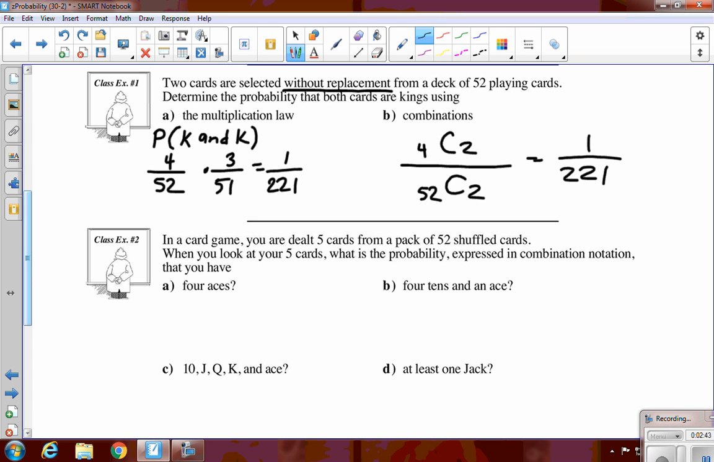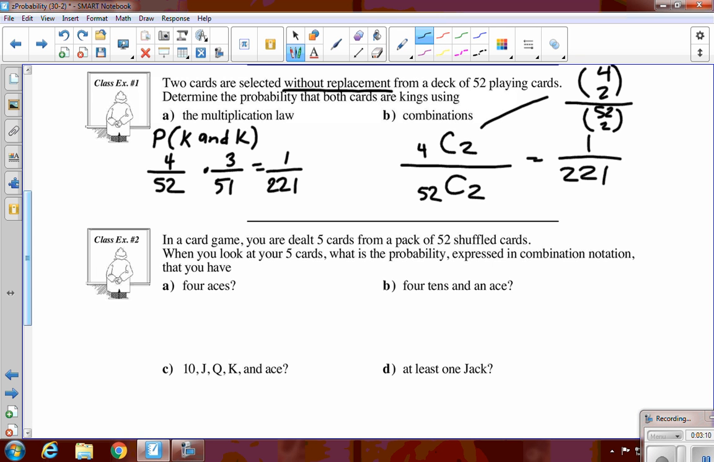Next guy. In a card game, you're dealt 5 cards from the pack of 52. When you look at your 5 cards, what's the probability expressed in combination notation that you have 4 aces? Now, it is saying combination notation, so we're using that kind of stuff. We should remember that this could have been written like this up here, which I don't think in this example anybody would do. That looks a little bit more confusing, but it could be written like that. That's another way to write combinations.